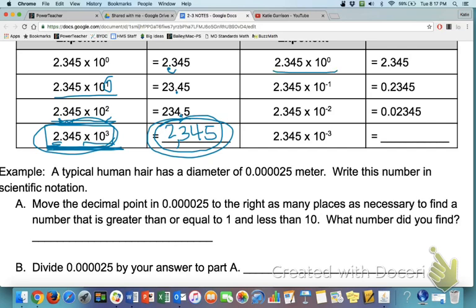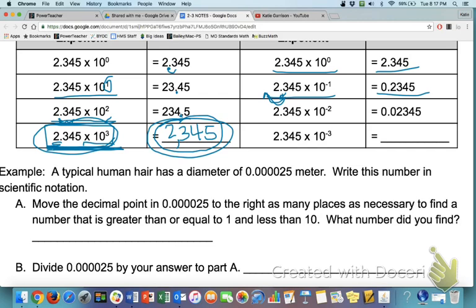We have 2.345 times 10 to the 0, so that would just be exactly how it looks, 2.345. 2.345 times 10 to the, this time, negative 1. All right, negatives are new. So what they did when it's a negative 1 is they took our decimal, and this time they moved it the other direction. They moved it to the left because it's a negative, so we're actually taking our standard number and making it smaller.